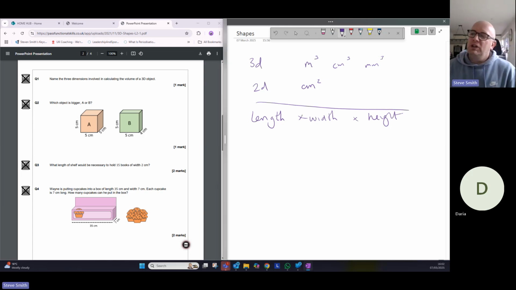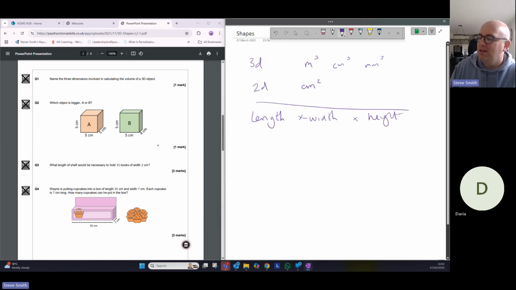Next one, which object is bigger? By looking at those measurements here, we should be able to straight away tell that this one, oh my gosh, I wasn't going to write on there. I can write on there, but it just means it goes all funny.